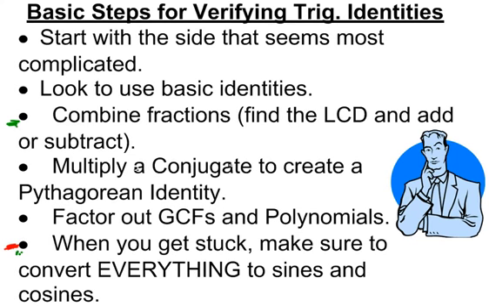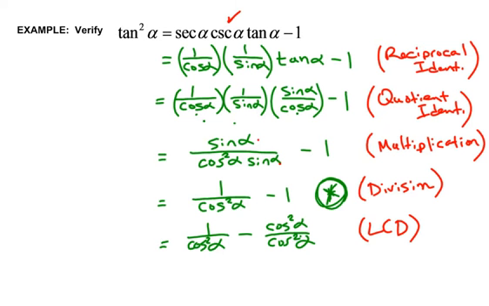Once we get this done, we want to start back up at the top and start going back through. We're going to combine fractions. We'll find the least common denominator and add or subtract. So we just found the least common denominator, and when we add or subtract, that's going to give me 1 minus cosine squared of alpha over cosine squared of alpha. And that is just subtraction.